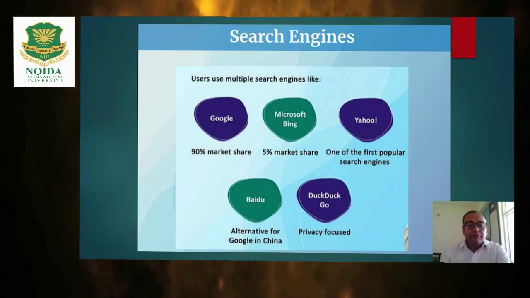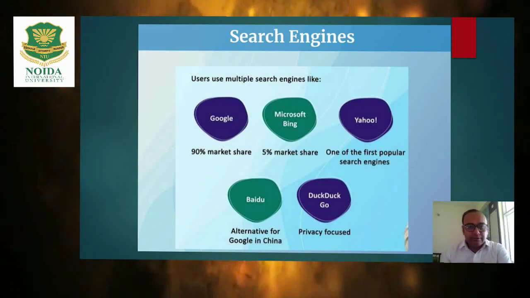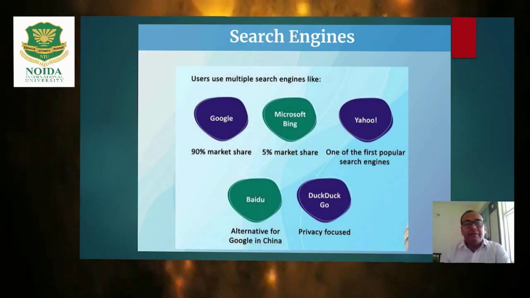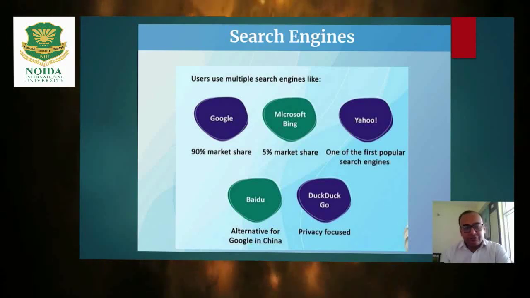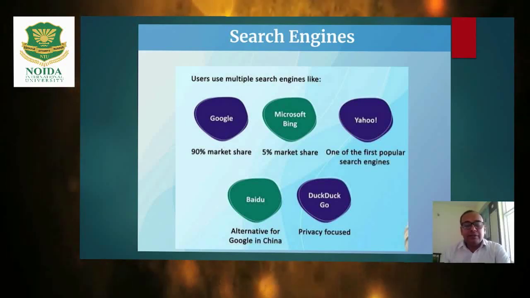As I told you, Google is one of the biggest search engines. We can say that Google has 90% of the market share in search engines. The second is Microsoft Bing, which constitutes nearly 5% market share. And one of the first popular search engines was Yahoo. Before the coming of Google, Yahoo was the most preferred search engine.